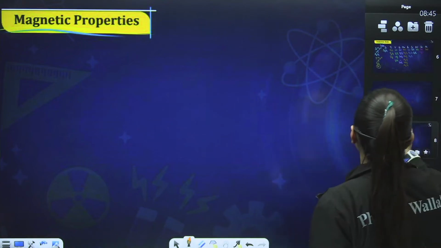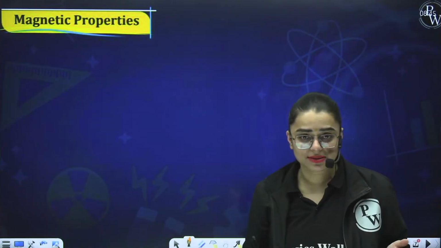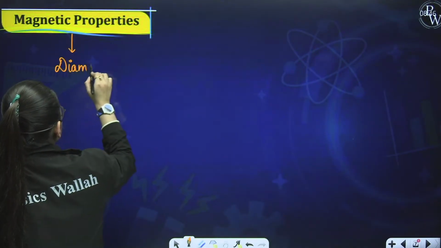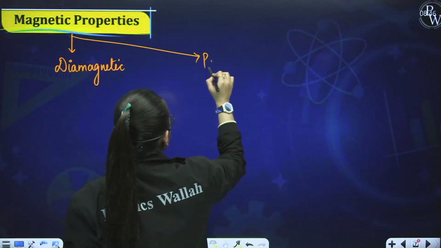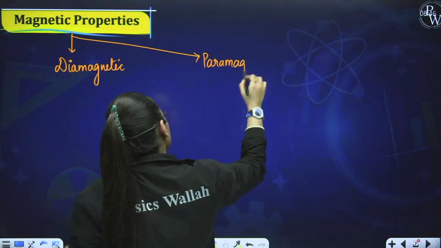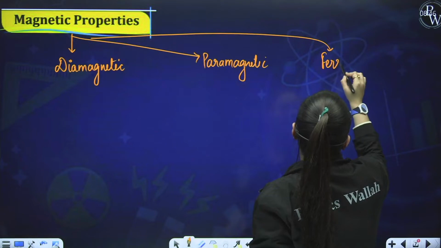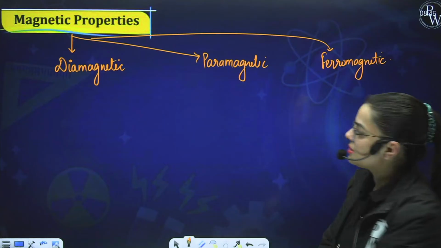Next property now comes out to be magnetic properties. Now students, if I talk about magnetic properties, basically there are three kinds of properties that you can observe over here: diamagnetic, paramagnetic, and last is ferromagnetic. So these three magnetic properties can be observed over here.